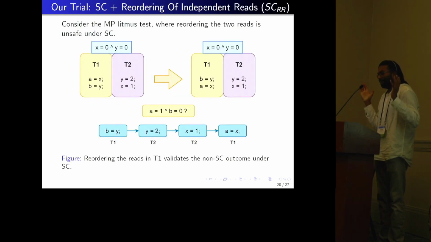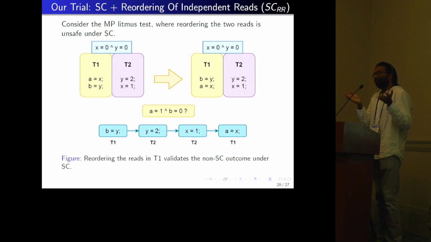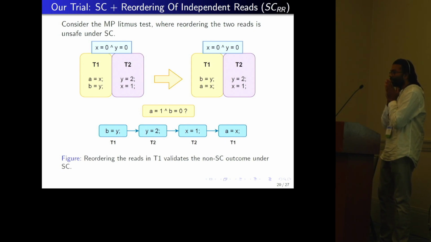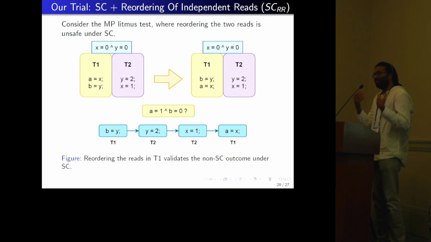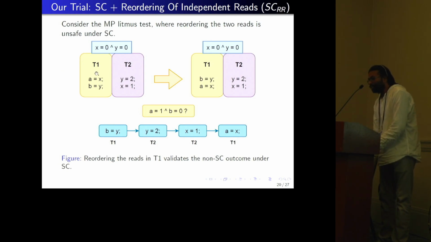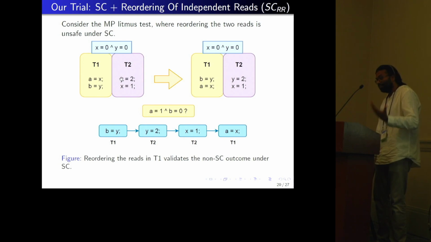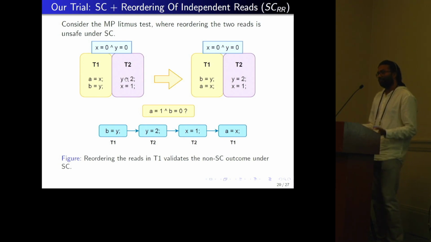So what's our trial? Well, we use SC, and we allow reordering of independent reads. This example shows why it's unsound under SC. In this program, if A is returned as 1, by sequential reasoning we also know Y should be viewed as 2, so B cannot be 0. But if you reorder the two reads, there's a simple sequential interleaving justifying this outcome. So therefore, it's unsound.